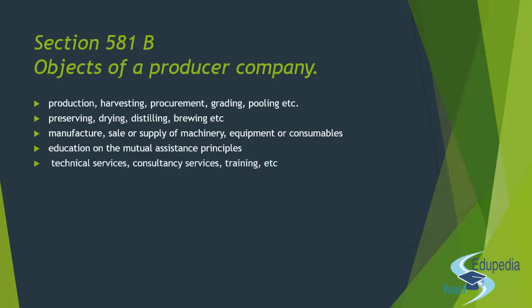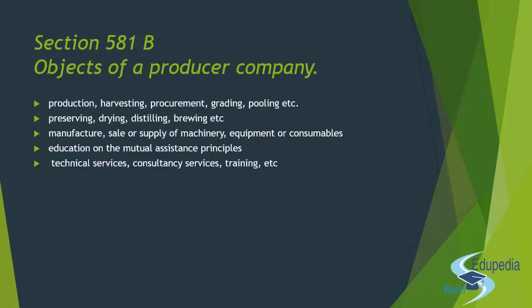So now when you are into production of something, the objects of Section 581B will basically encompass the entire requirement for a producer to produce the primary produce. So we have seen the direct production, that is production, harvesting, procurement, etc. Then we had seen the processing of these primary produce by the members, then manufacturing and supply of machineries and equipments. Then we had educating the members on mutual assistance basis and providing other services, technical and stuff.